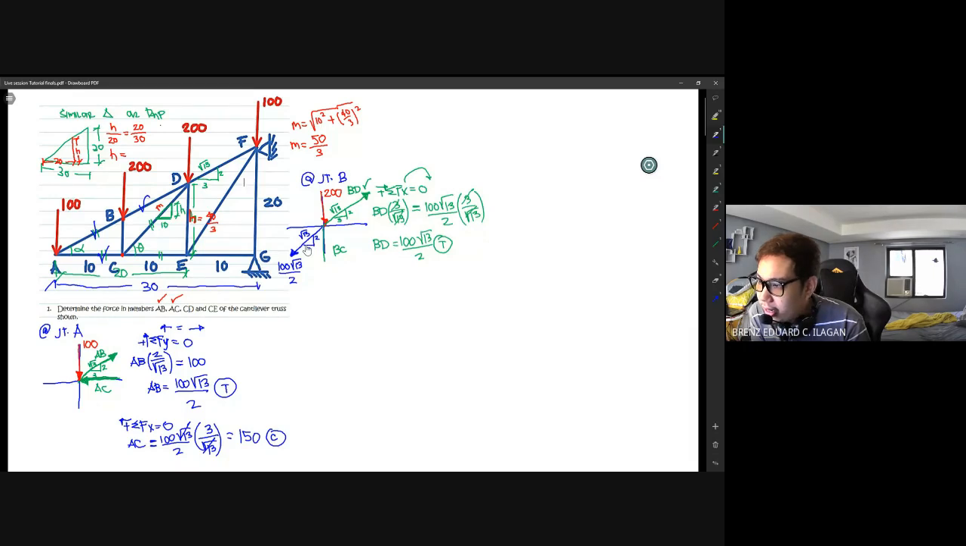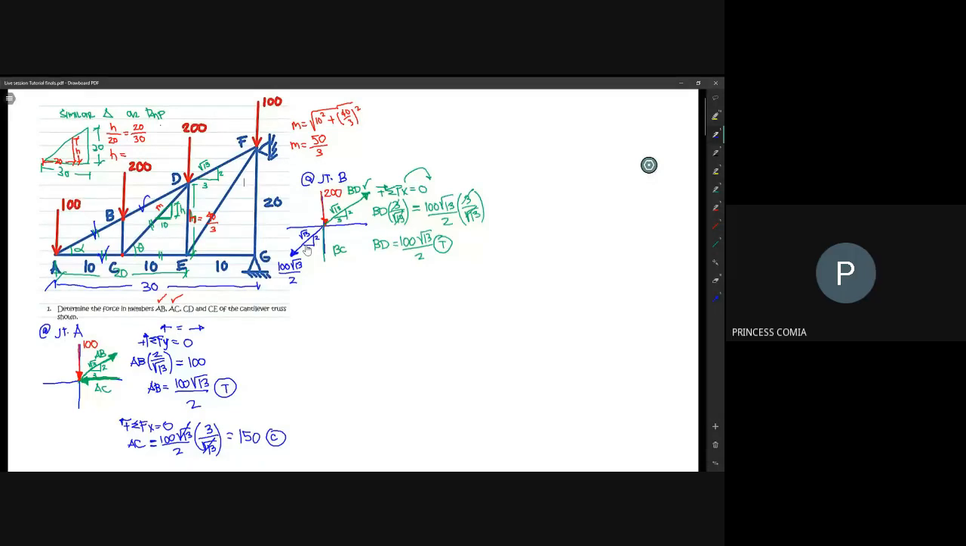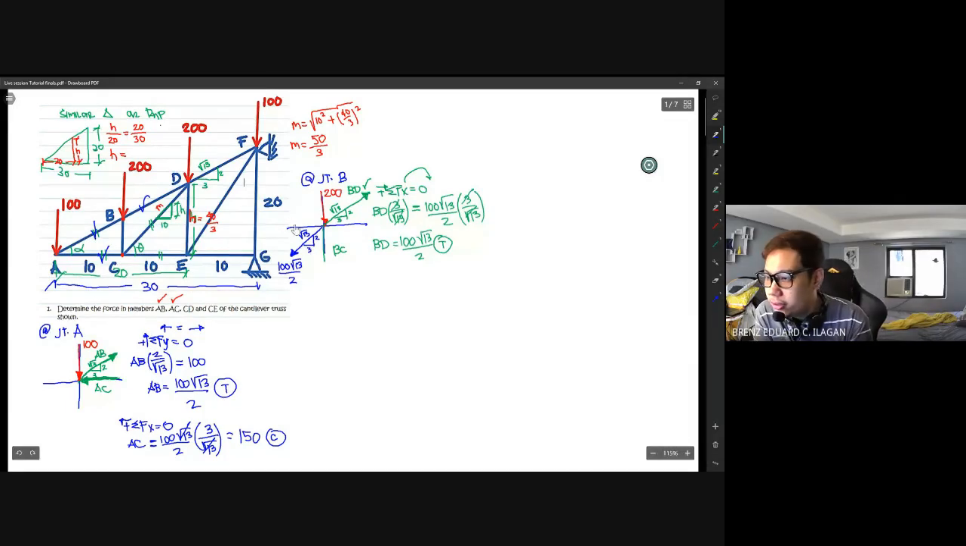Pataas. Sige, bakit pataas? Tama naman na pataas. Compression po doon sa pababang force. Kung mapapansin ninyo, itong 200 pababa. Itong 100 square root of 13 over 2, pababa din. Ito, nag-iisa lang siyang pataas. So, kailangan tulungan ni BC itong si BD para ma-counteract itong dalawang pababang ito. So, tama naman na magiging pataas, or in compression.